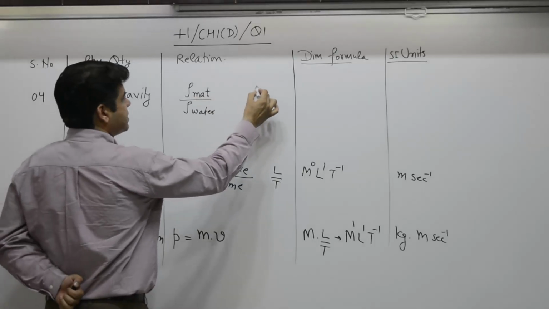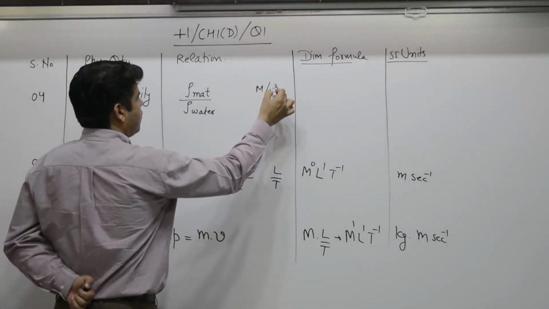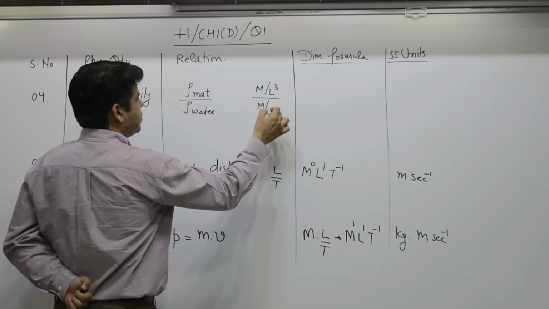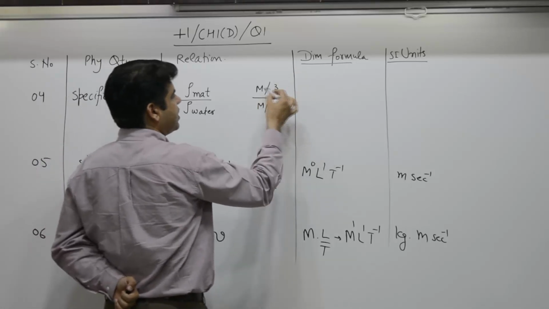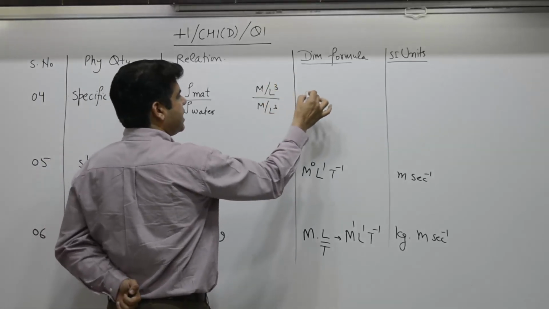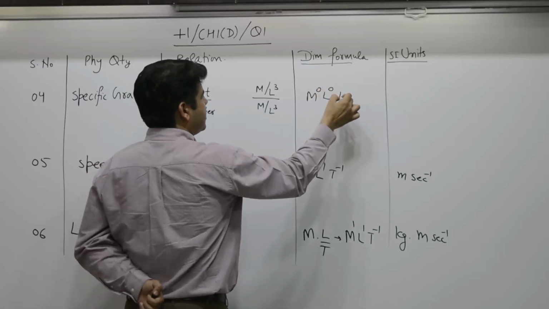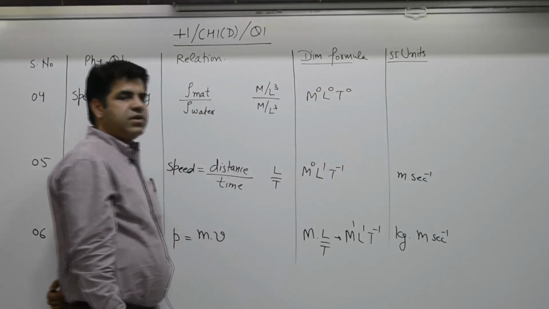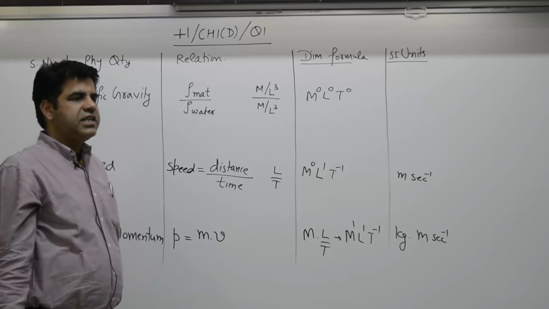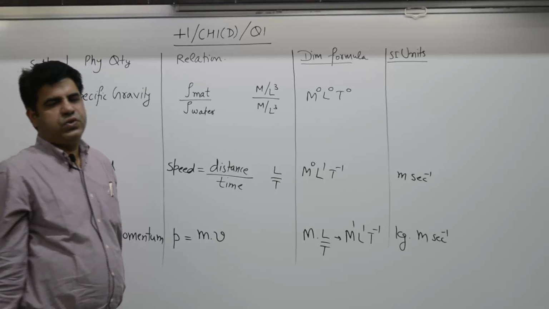Density is mass over volume. So dimensions are what? M and M cancel, L cube cancels, M0 L0 T0. It is simply a ratio.